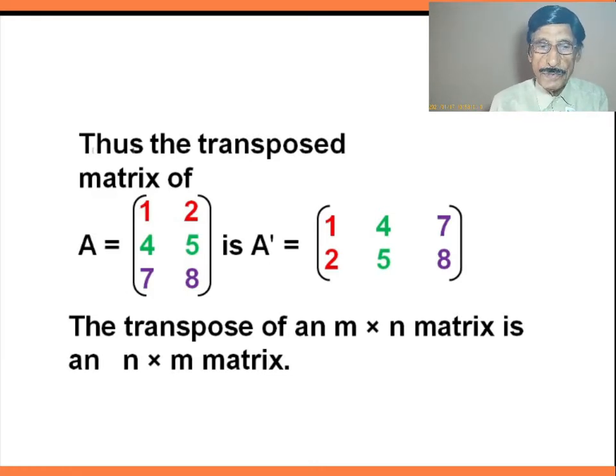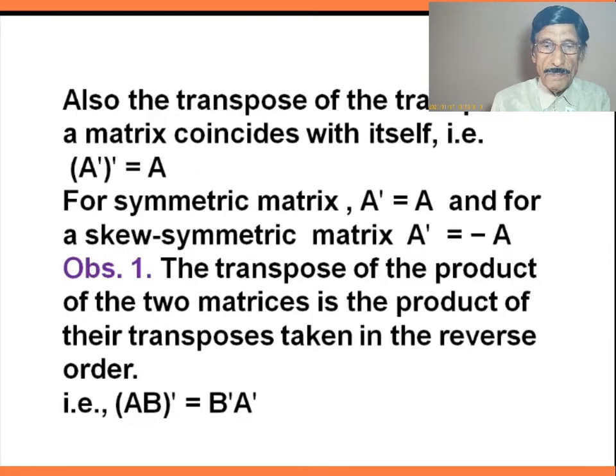Also, the transpose of the transpose of a matrix coincides with itself. That means, if we take transpose of a matrix 2 times, we get the original matrix. That means, (A dash) dash is equal to A. For a symmetric matrix, A dash is equal to A, and for a skew symmetric matrix, A dash is equal to minus A.